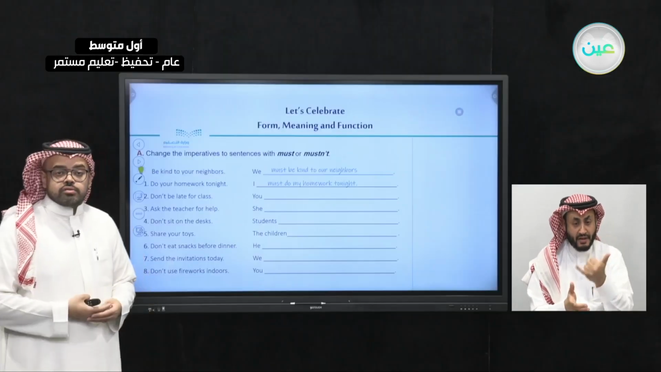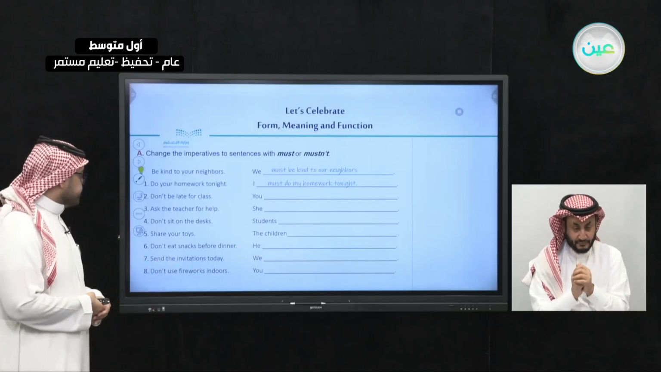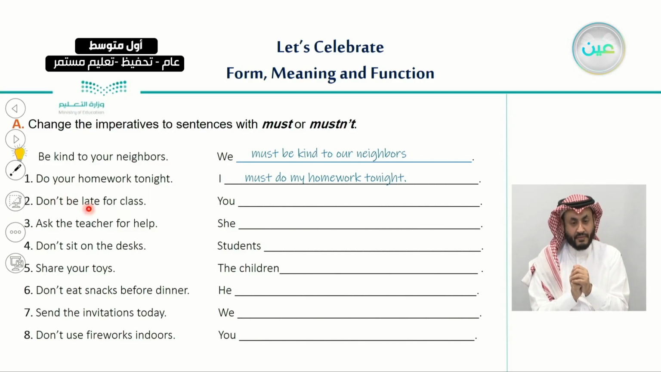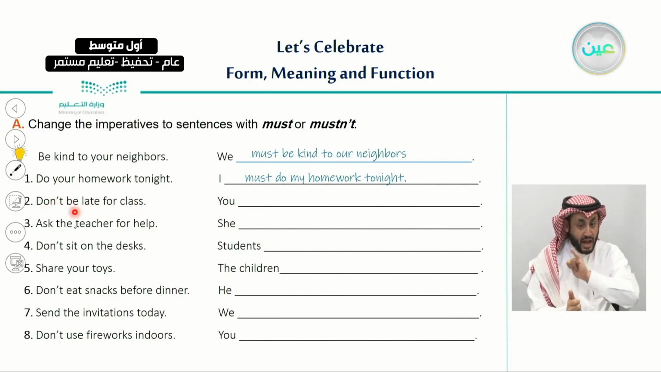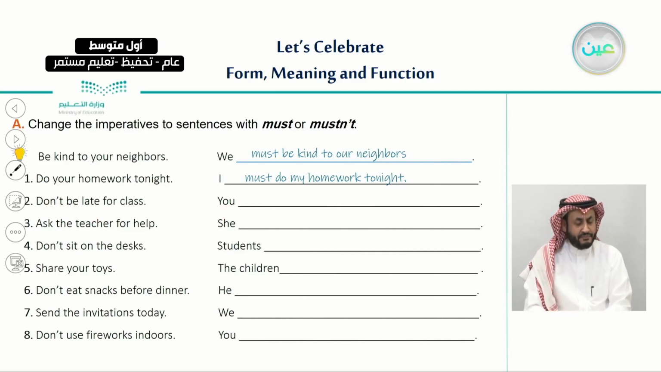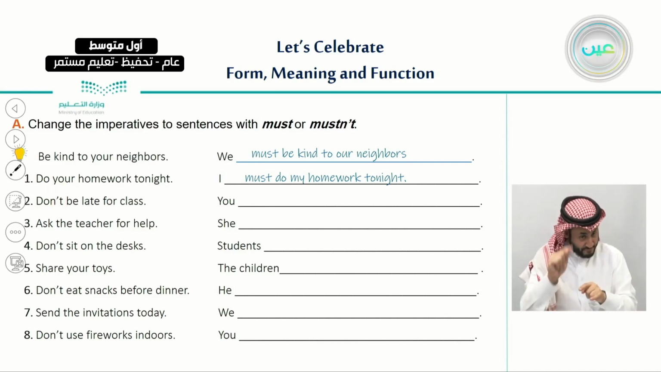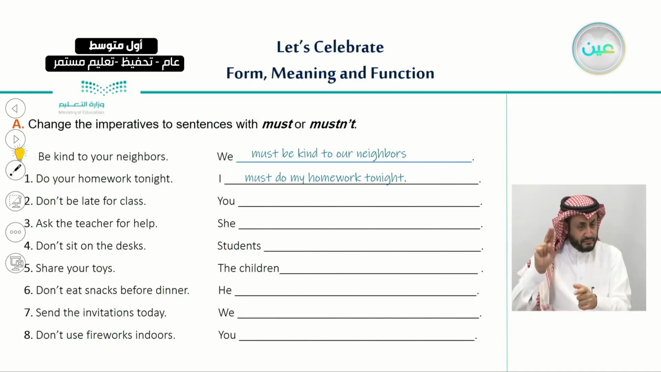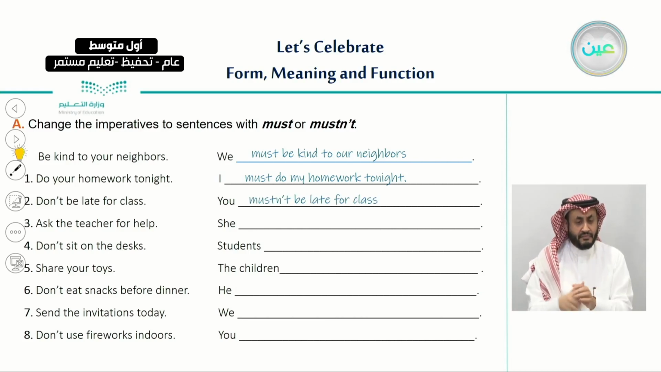So let's try to answer number 2. Don't be late for class. So the subject we should start with here is you. And pay attention that this imperative is negative. Do not. So if we want to use the modal verb, it must be the modal verb with the negative, which is not. So the answer will be, you mustn't be late for class.